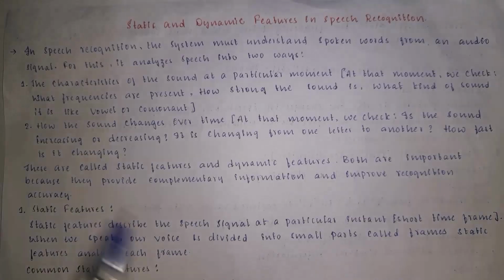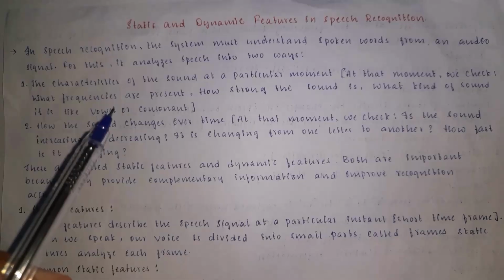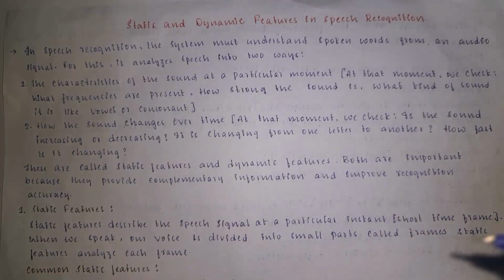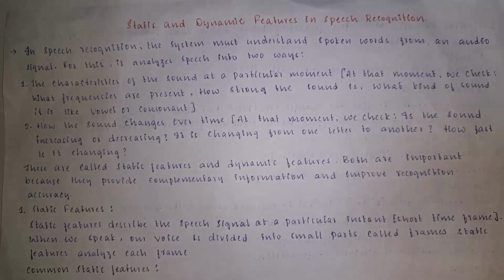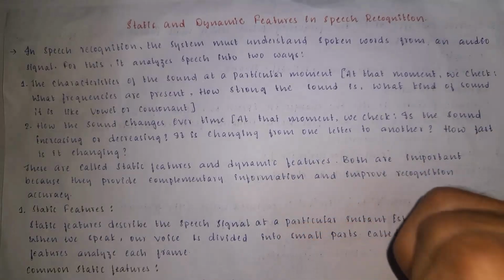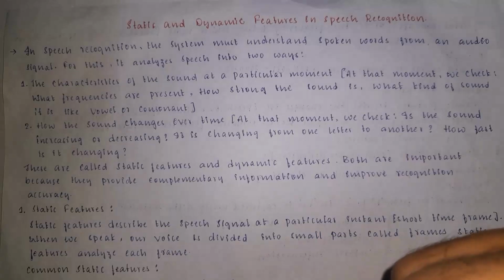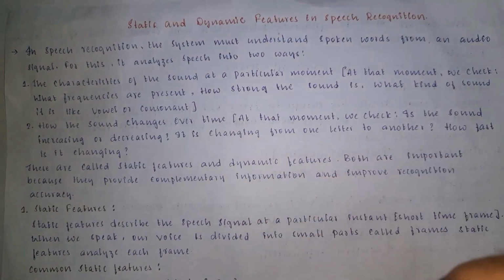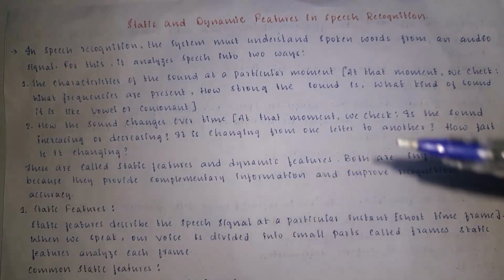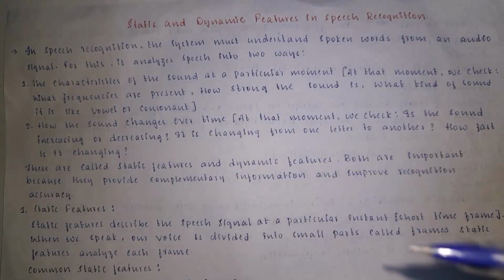Let's get started. In speech recognition, the system will understand our words from an audio signal. Whenever we speak, our complete voice is divided into various frames, and each frame is converted into a number, and based on that number, the system will understand what kind of sound it is. And speech is recognized by using two ways. One is by identifying static features and the next one is by identifying dynamic features.